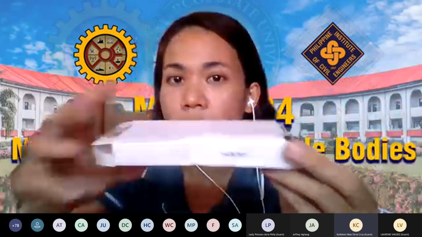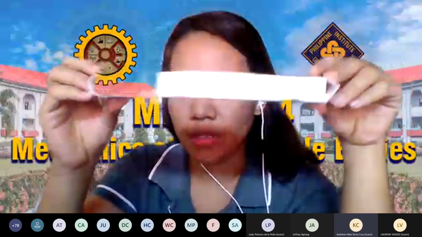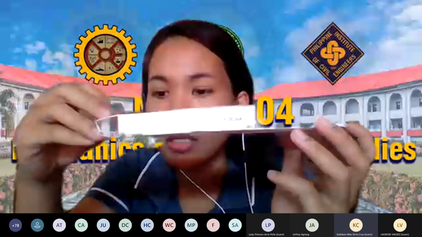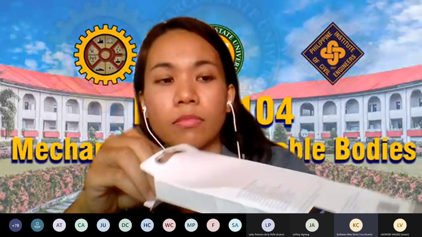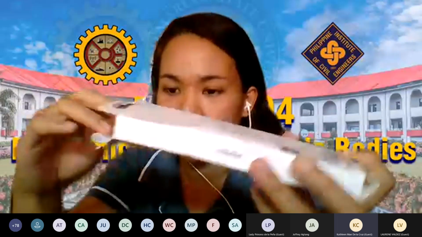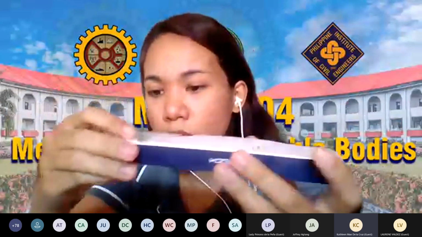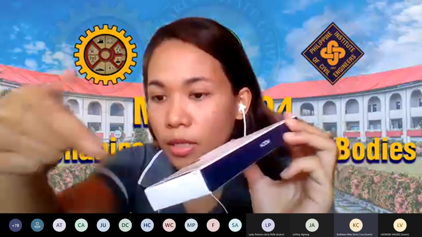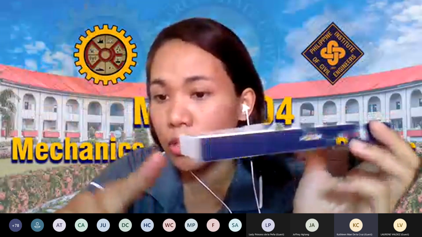So, let's consider this box. Itong box na ito, nakikita ba? Itong box na to, let's consider this as our beam. So, yung cross-sectional area natin is this one. So, if I will apply a force, so for example, this is a force.